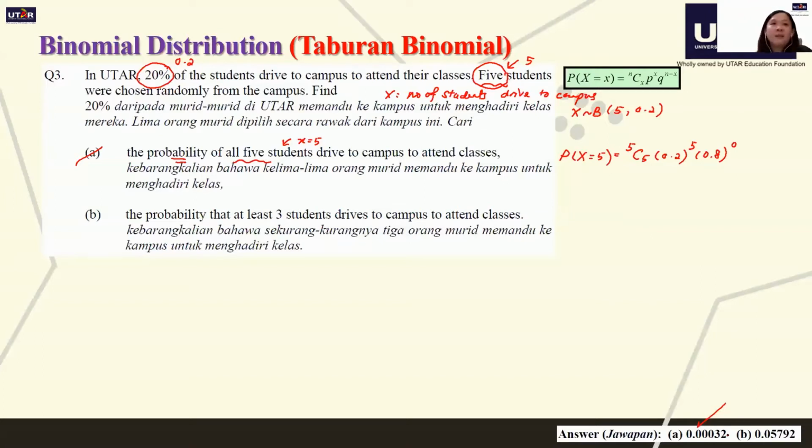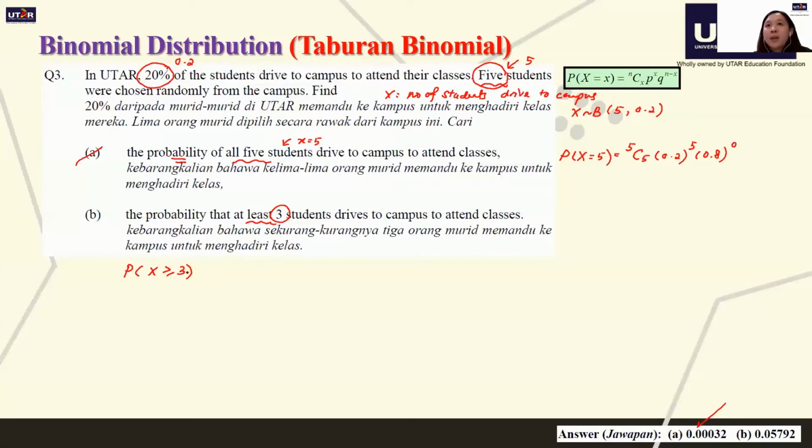Okay, let's see part B. For part B, the question says they want to find at least three. So for at least 3, when you write it out in notation, you will use the symbol greater than or equal to, right? At least, you will use the symbol greater than or equal to.